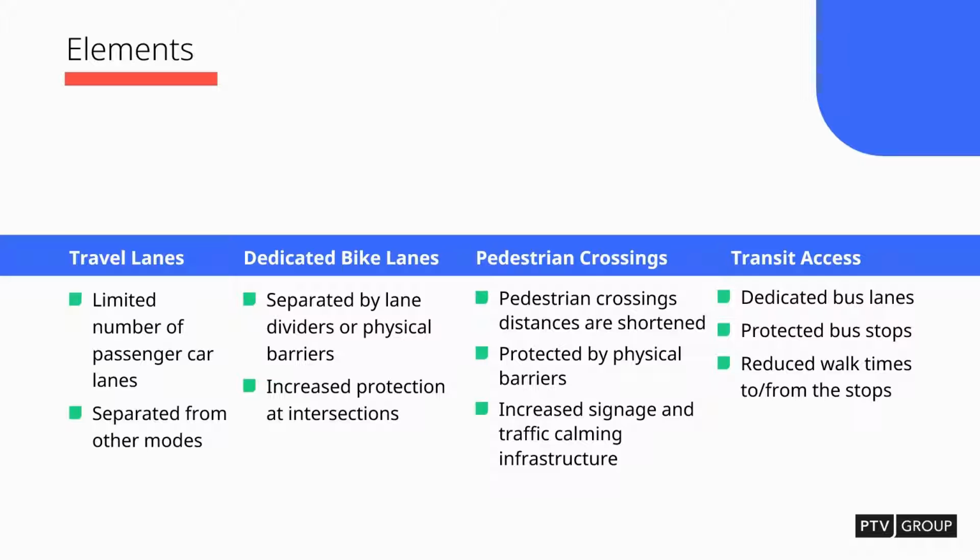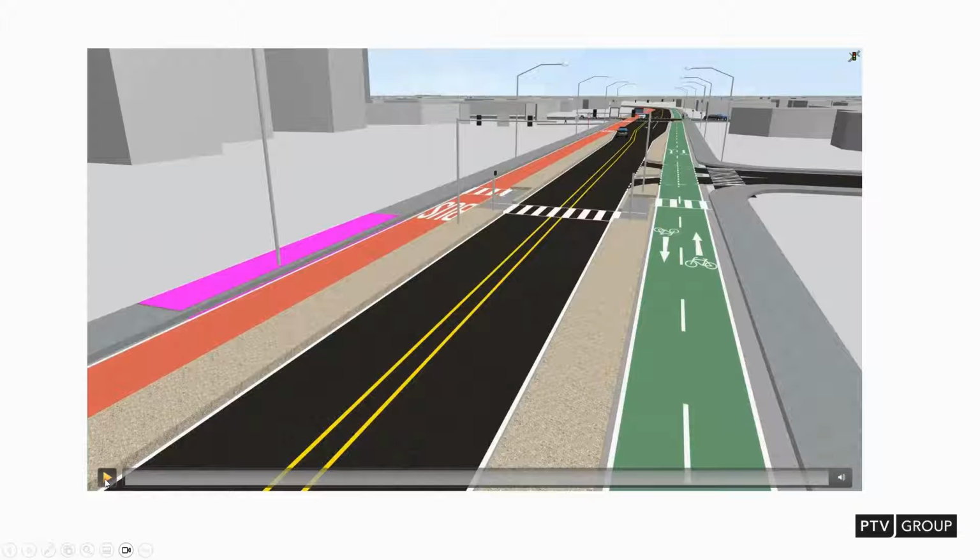And then finally, transit access. We're going to be looking at dedicated bus lanes, protected bus stops that are separated from the passenger car travel lanes by a median, and also placement of these stops nearby to local crossings and things like that.